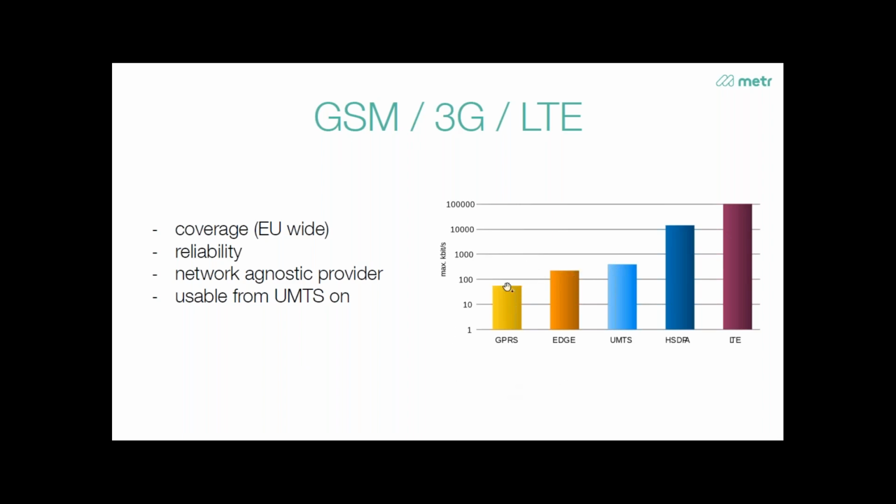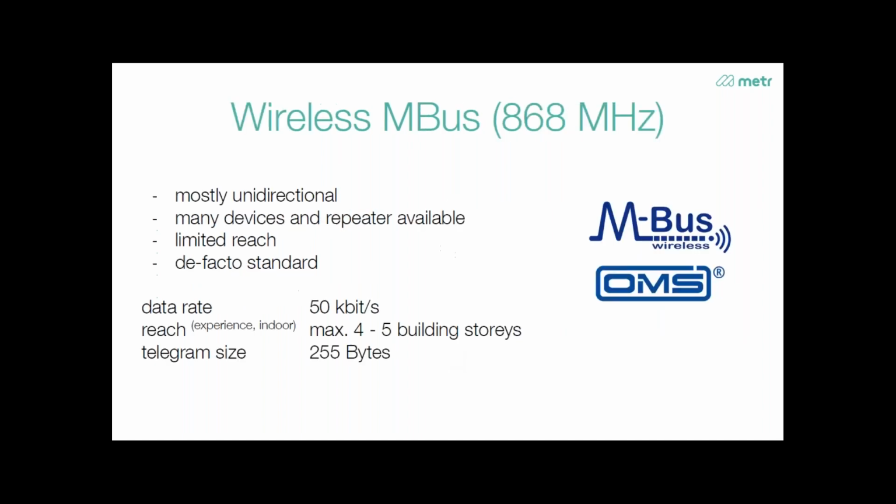So on the right-hand side, you can see the comparison on how many kilobits you get through that network. And of course, in comparison to all the others, the cellular network is just way above all the others because we just have a much better throughput. But on the other hand, of course, we need a lot of energy, and it's a different kind of network, right? So another thing we're using is the wireless M-Bus 868 megahertz.